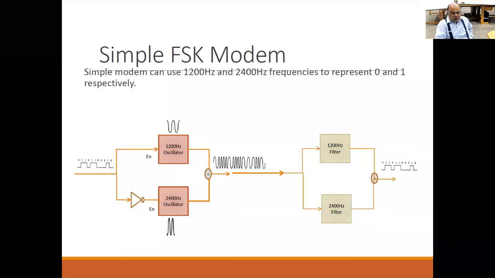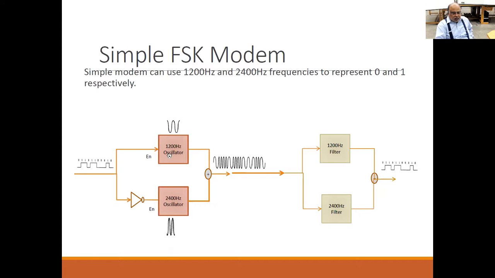So the simple FSK modem, frequency shift keying modem that we talked about, we can have two simple frequency oscillators. I have written 1200 and 2400, but in practice it is about 1000, you can say near about 1000 and 1200. But just for pedagogical reasons, I've shown these two frequencies.